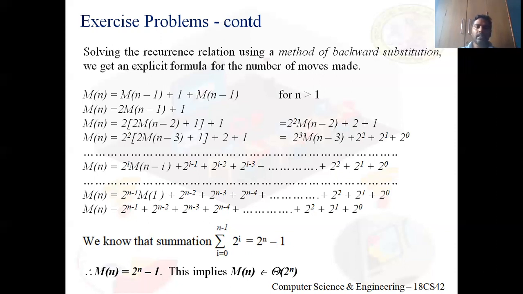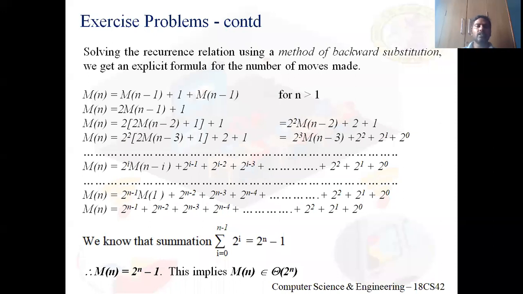Here I need the complete 2 power n minus 1 movements, not even one movement less than 2 power n minus 1, or even one movement more than 2 power n minus 1. I need exactly 2 power n minus 1 movements to move all n disks from source to destination using auxiliary. So big theta is the exact, precise asymptotic notation in this case. Okay, so this is about recursive algorithms.